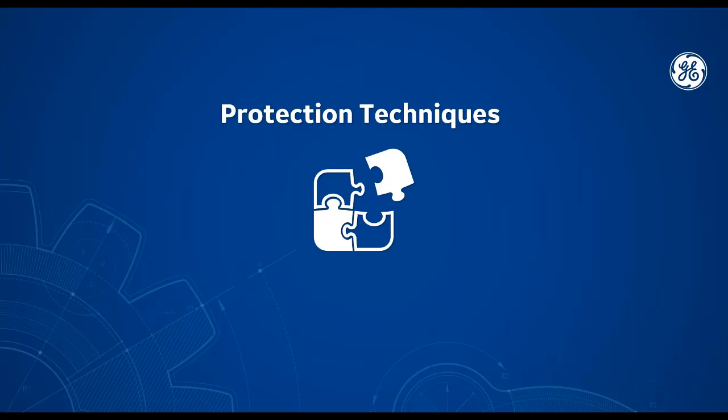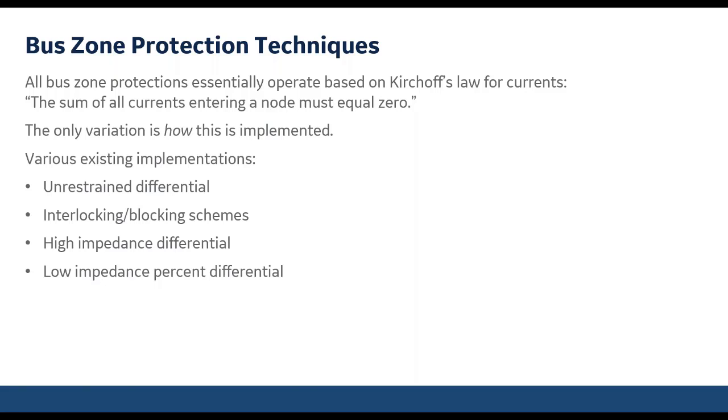So let's talk about some of the protection techniques that we use when we talk about bus protection. Just as a reminder for everybody, bus protection essentially operates based on Kirchhoff's current law. What that law basically says is the sum of all currents entering the node must equal 0, or the currents entering the node must equal the currents leaving the node. So that's where the differential phrase comes from. We're doing a differential calculation, a subtraction.